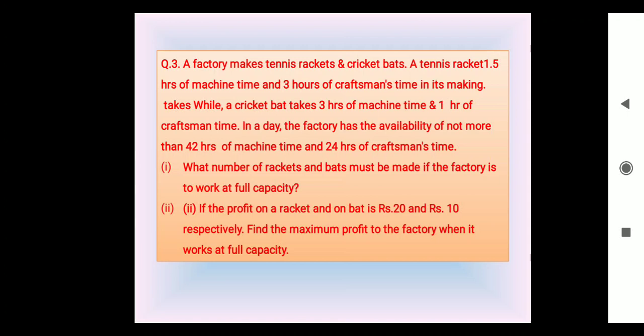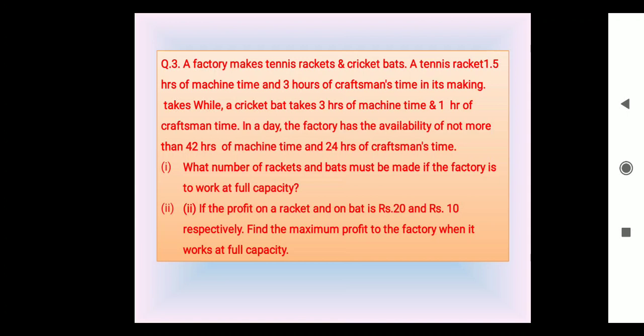A factory makes tennis rackets and cricket bats. A tennis racket takes 1.5 hours of machine time and 3 hours of craftsman time in its making, while a cricket bat takes 3 hours of machine time and 1 hour of craftsman time in making. In a day, the factory has availability of not more than 42 hours of machine time and 24 hours of craftsman time. In that we have sub-questions.